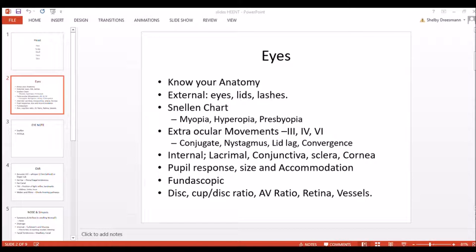Now the mouth and oropharynx. The mouth has the tongue, teeth, gums, salivary glands, hard palate, soft palate, and pharynx. It's used for taste. We have 32 different permanent teeth, and we have baby teeth and then permanent teeth.